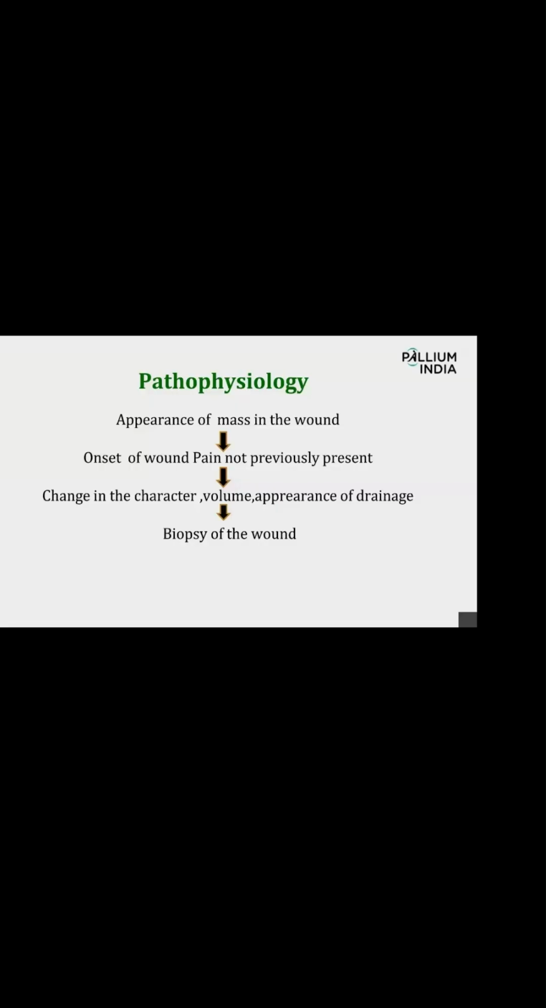Then that will lead to a change in the character, volume and appearance of drainage. Suddenly exudate will form and come from the wound. The character of the wound will change. A shaped wound will go to an unshaped wound, like the cauliflower or broccoli things we have seen in the pictures. The wound volume will also increase. So the patient has to reach the doctor, and they have to do a biopsy of the wound. This is the pathophysiology of Marjolin's ulcer.